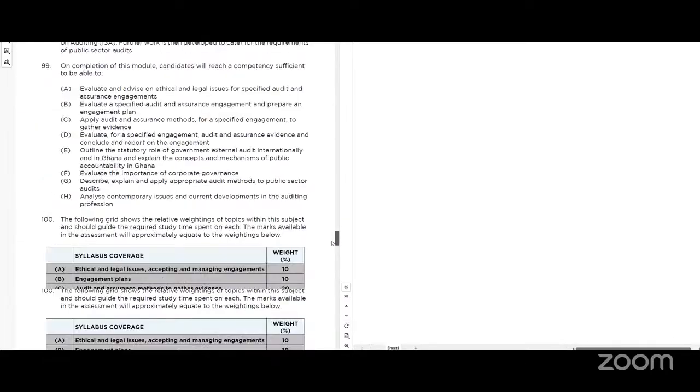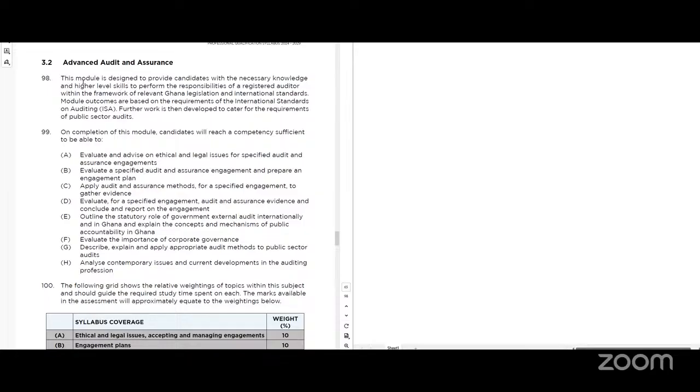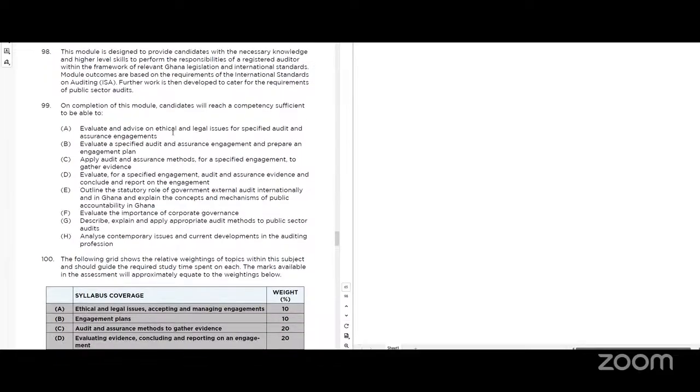I hope you are all following. Now, look here. It says what? Advanced audit and assurance. This module is designed to provide candidates with the necessary knowledge and higher level skills to perform responsibilities of a registered auditor within the framework of relevant Ghana legislation and international standards. Okay. Module outcomes are based on the requirements of the international standards on auditing. Further work is then developed to cater for the requirements for public sector audits. After completion of this module, you will reach a competency sufficient to be able to evaluate and advise on ethical and legal issues for specified audit and assurance engagement.